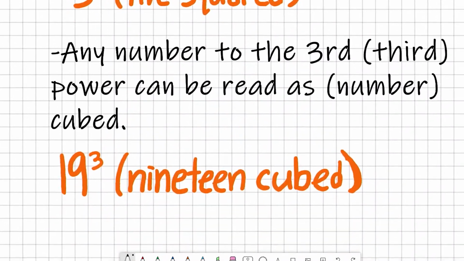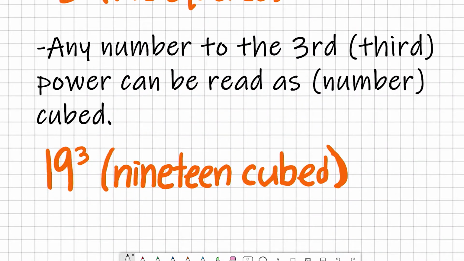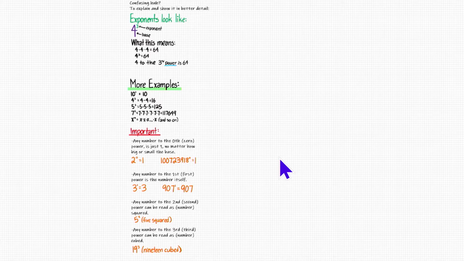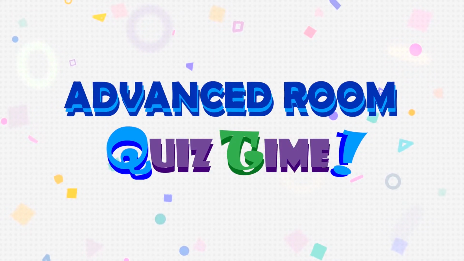And then finally, the last point before we go on to the quiz: any number to the third power can be read as the number cubed. 19 cubed can just be read 19 cubed, and it's just a little 3 right here. So any number to the third power will just be read as cubed. So that was it for the lesson, and now I will be going on to the quiz.